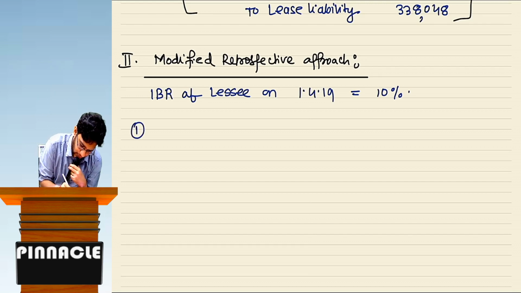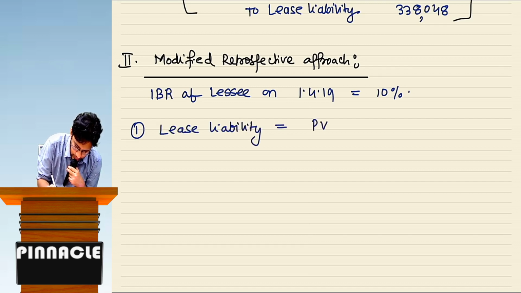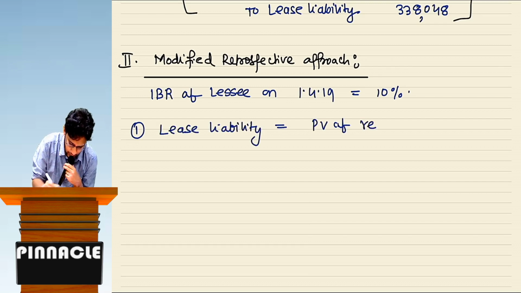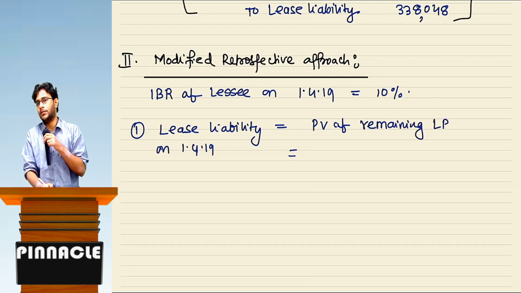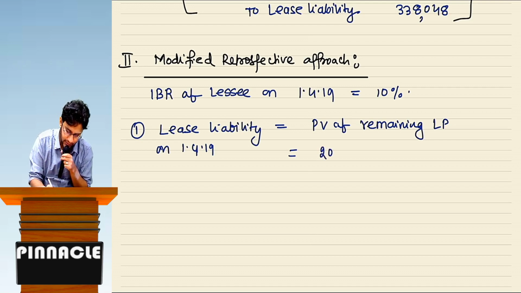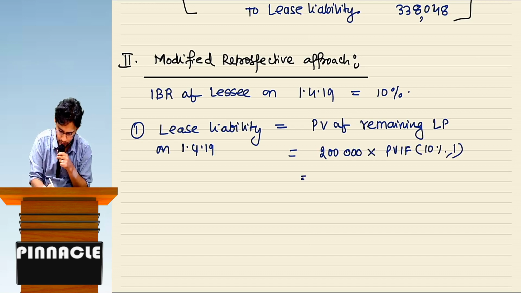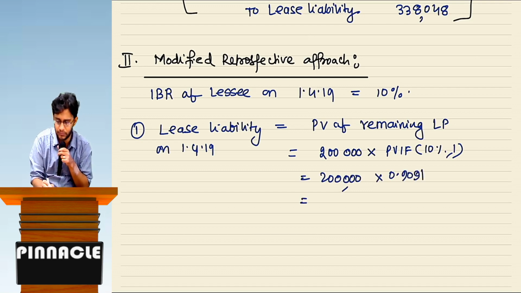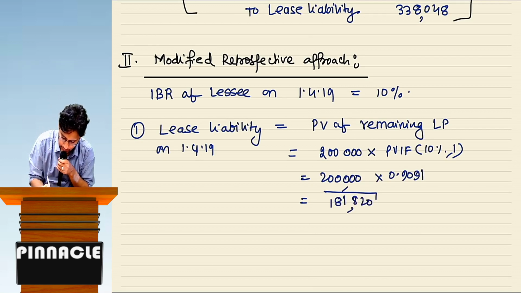Okay. In this first point, lease liability is equal to the present value of the remaining lease payments as of 1/4/19. Sir, if I'm standing on 1/4/19, already 2 years are over. There is only one more year. One more 2 lakhs is there. 10%, 1 year. 190909091 unit. 1,81,820.